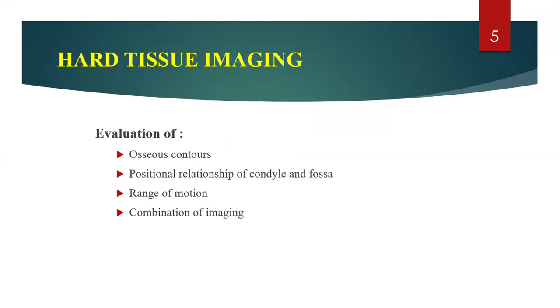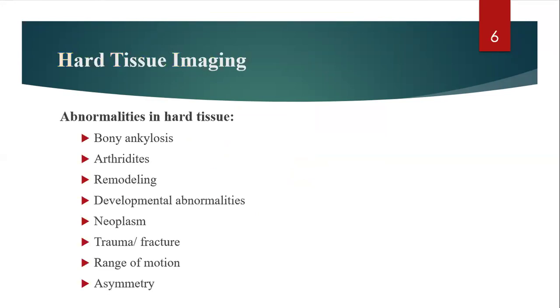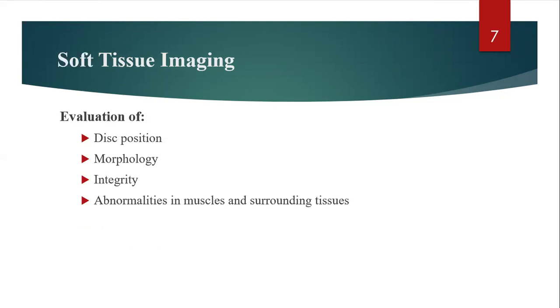Hard tissue imaging is used for the evaluation of osseous contour, positional relationship of the condyle and fossa, and range of motion, and it uses a combination of imaging techniques. The abnormalities in hard tissue will include bony ankylosis, arthritis, remodeling, developmental abnormalities, neoplasm, trauma, fracture, range of motion, and also it can include asymmetry.